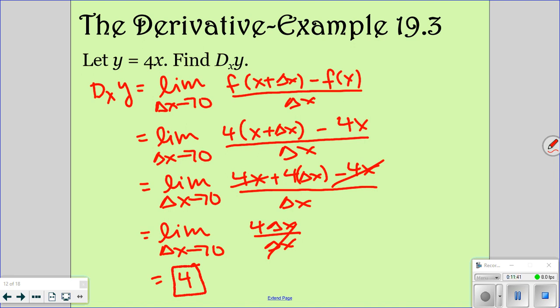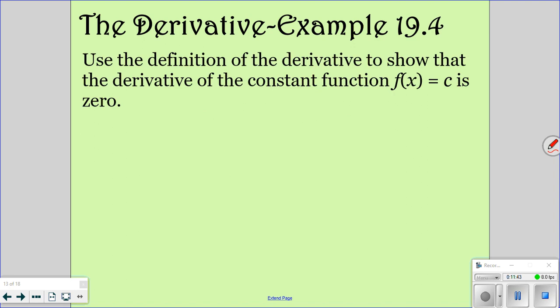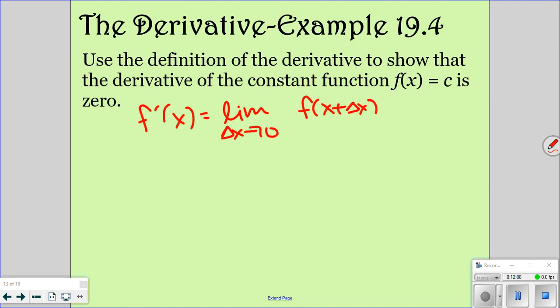Okay, so now we're going to look at another one. Use the definition of the derivative to show that the derivative of a constant function is 0. So c is just some number here. So the first thing we're going to do is write our formula. So the derivative is the limit as delta x approaches 0 of f of x plus delta x minus f of x all over delta x.